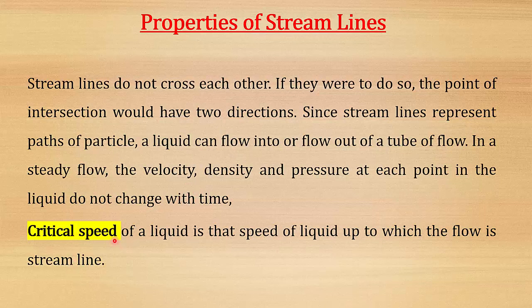Then critical speed. What is critical speed? This is the last limit of the fluid. Critical speed of a liquid is that speed of liquid up to which the flow is streamlined. This is the last limit of the streamline motion. If it crosses that speed, then it will become turbulent, meaning its velocity keeps changing. This is called critical speed.